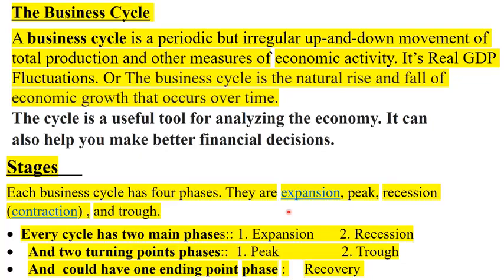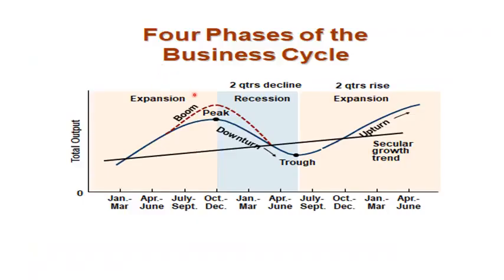If you open the book, you'll find the diagram here. We have expansion, recession, and expansion again. But during this, we have ups and downs. The main phases here are expansion and recession. The 2 turning points are the peak, this is the peak, the boom, and the trough.